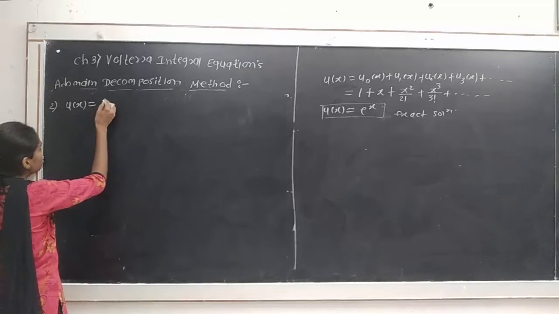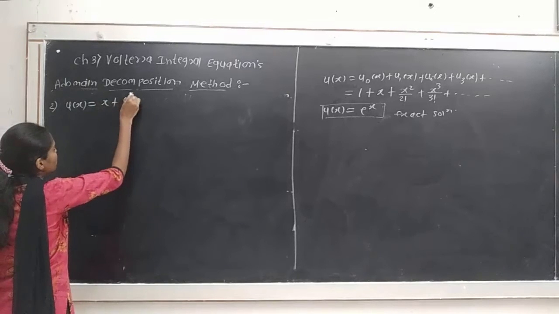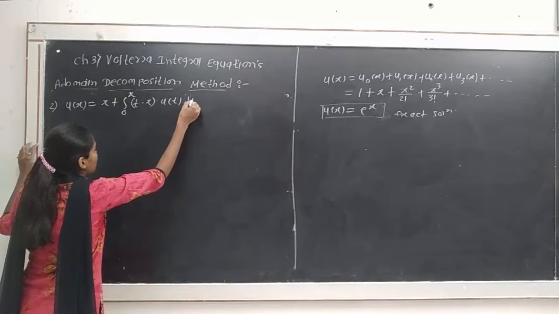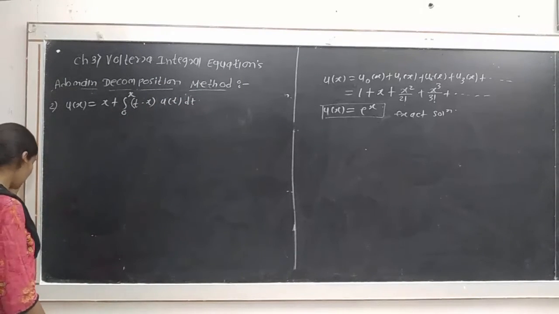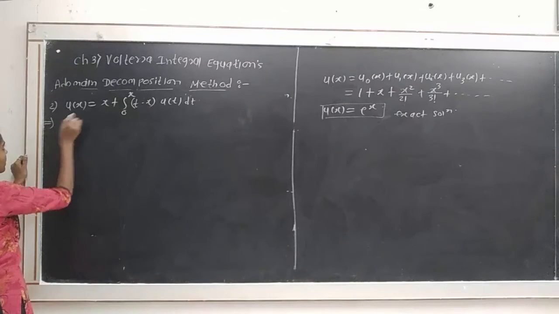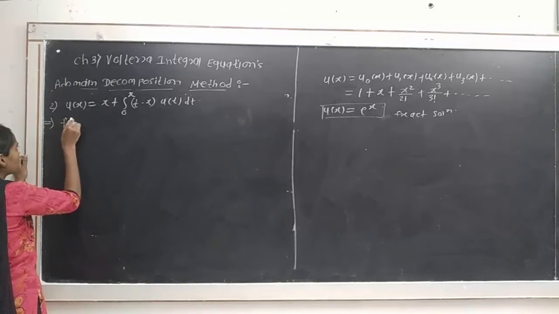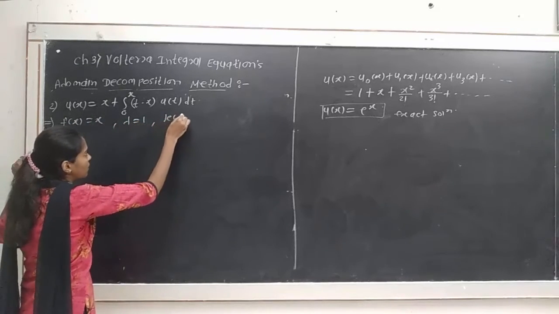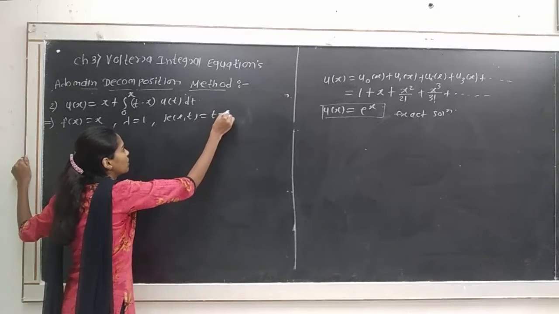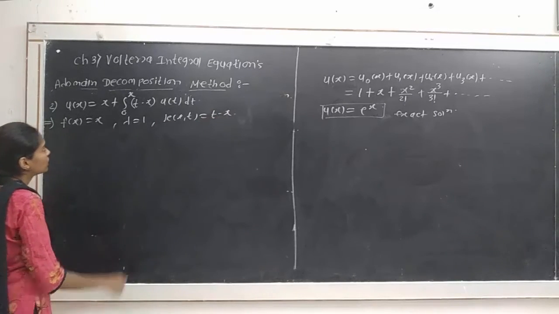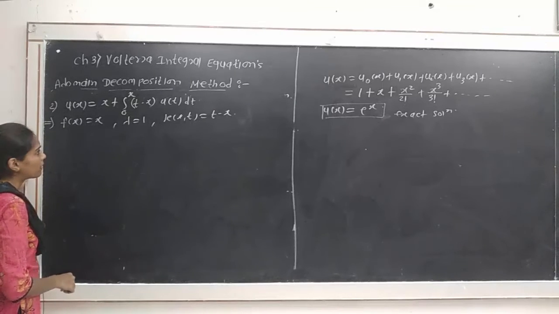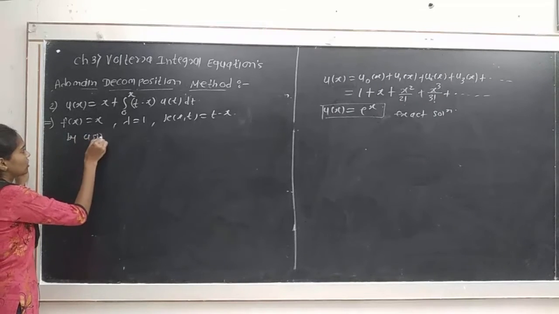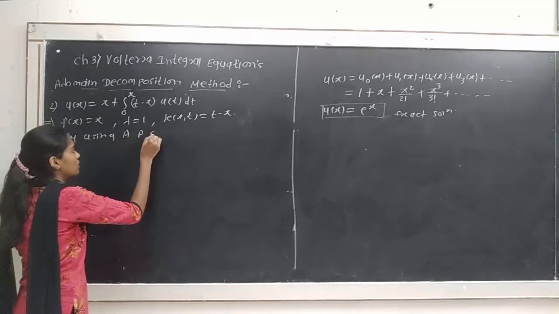Example number 2: u(x) is equal to x plus integration from 0 to x of (t minus x) u(t) dt. So here again if we compare this with the standard form, then f(x) will be x, lambda will be 1, and the kernel k(x,t) will be equal to t minus x. Then we apply the Adomian decomposition method.